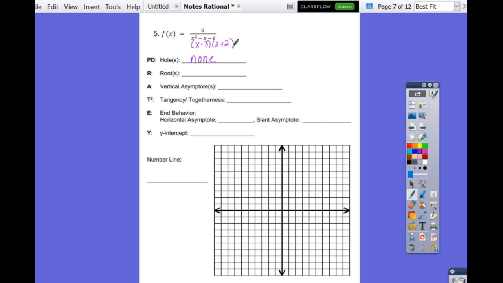Is there an x on top? None. There's none. So if there's no roots, what does that mean about the x-axis? It doesn't touch the x-axis at all. So vertical asymptotes. Now, Cassie, where are the vertical asymptotes? There you go. So at 3 and negative 2, I don't have any tangency or togetherness this time.